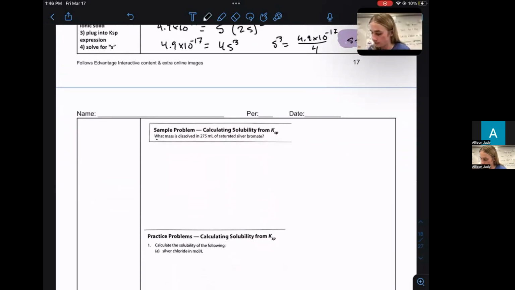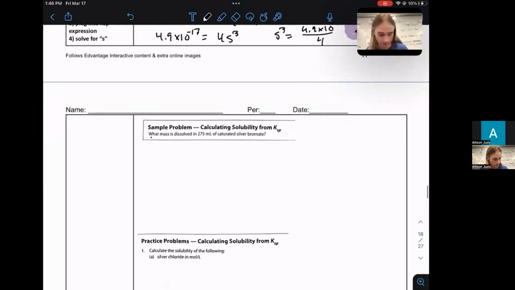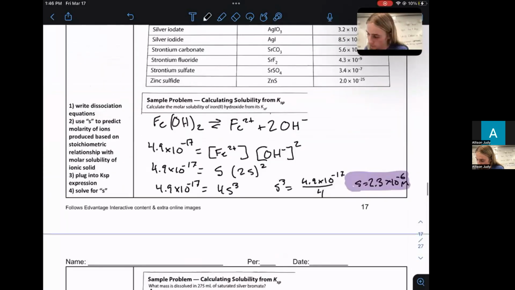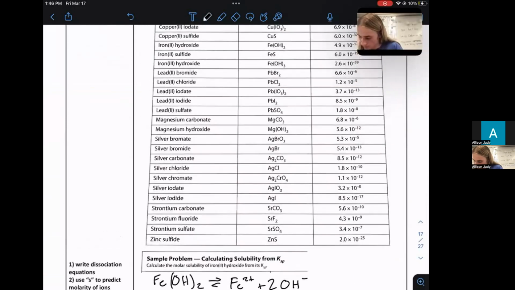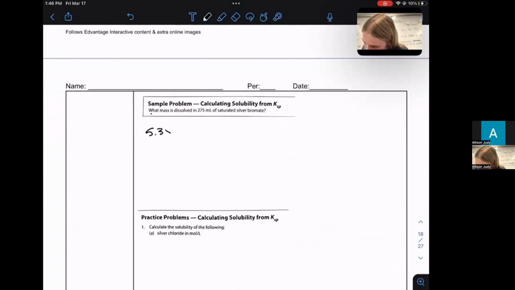So we can use our KSP from the table and calculate the molar solubility. You can't just use the KSP because KSP is not a concentration value. It's whatever you want to call it, an arbitrary constant or something. So silver bromate should be in this table up here, AgBrO3, and it's 5.3 times 10 to the negative 5.